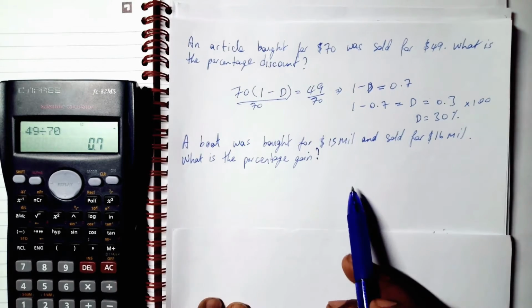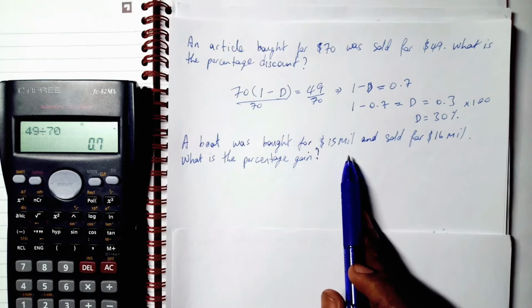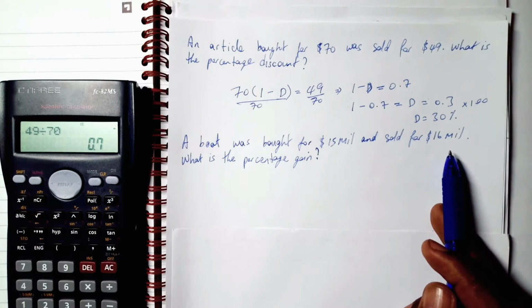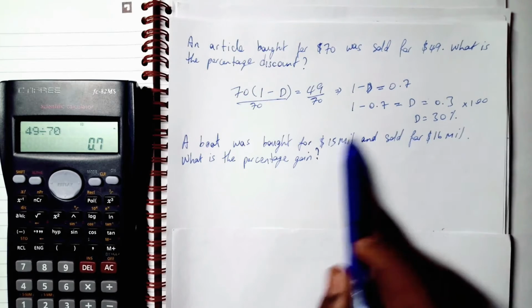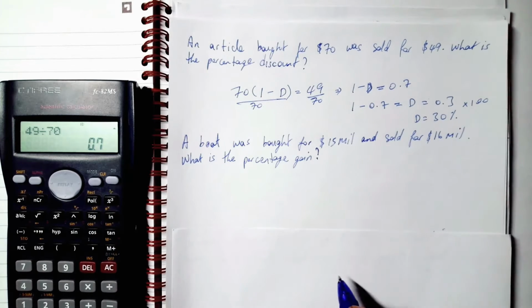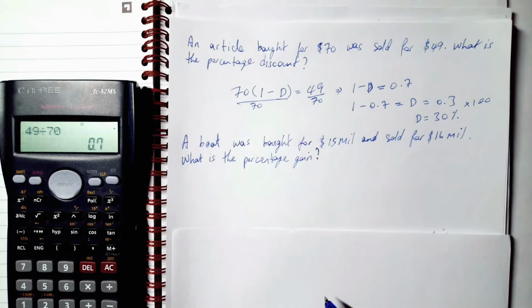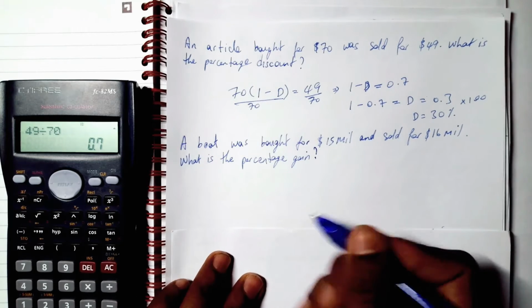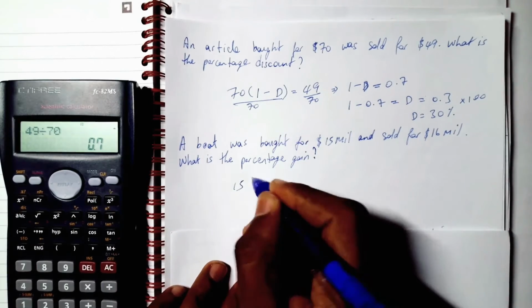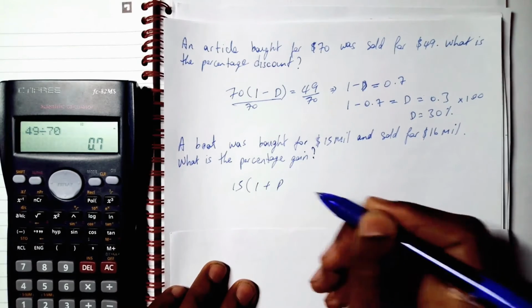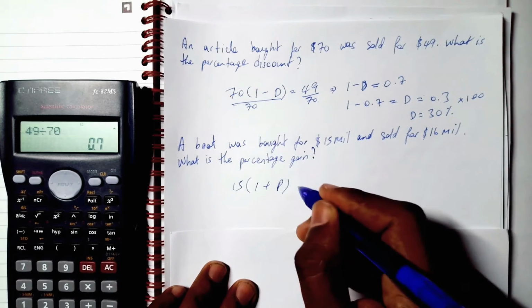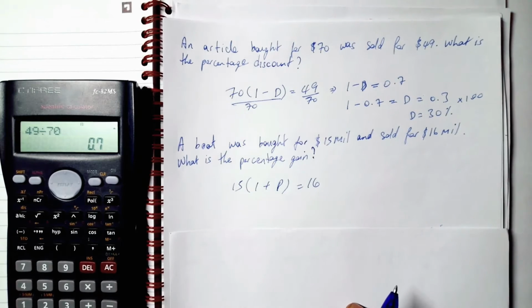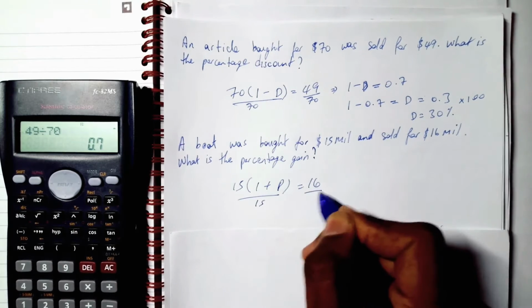A boat was bought for $15 million and sold for $16 million. What is the percentage gain? So obviously this is a profit. Alright, so this is a profit. Cool. We'll just continue along the trend we are on, saying 15 multiplied by (1 plus P) is equal to 16. Alright, mil, of course. Divide both sides by 15.